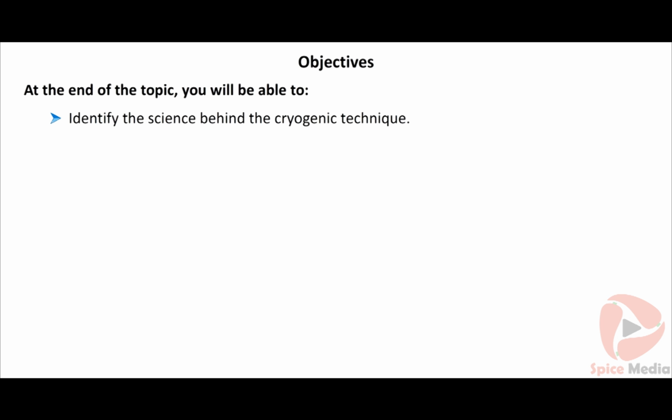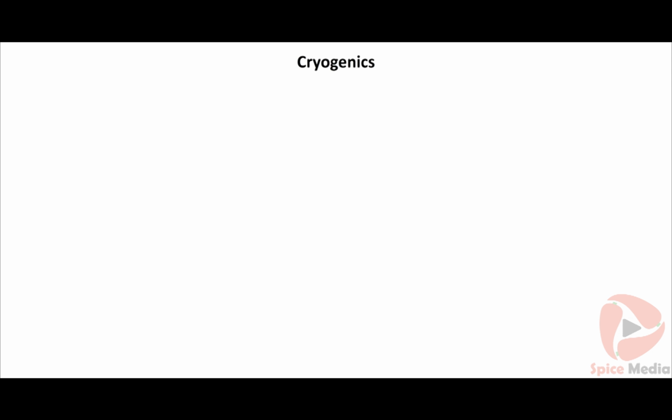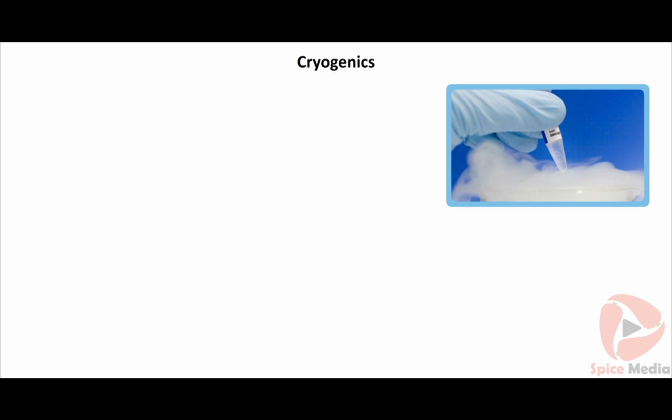of time. At the end of the topic, you will be able to identify the science behind the cryogenic technique, list some of the practical applications of the cryogenics technique. Cryogenics is a science of very low temperature within the range of 100 Kelvin, minus 173 degrees Celsius, and absolute 0 Kelvin, or minus 273 degrees Celsius.